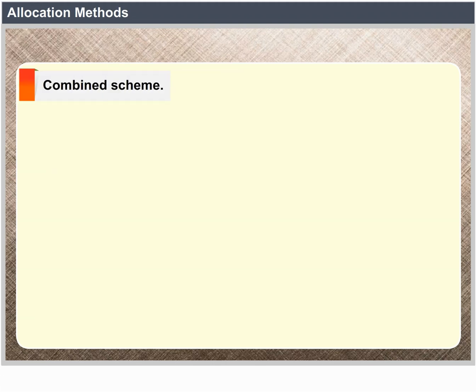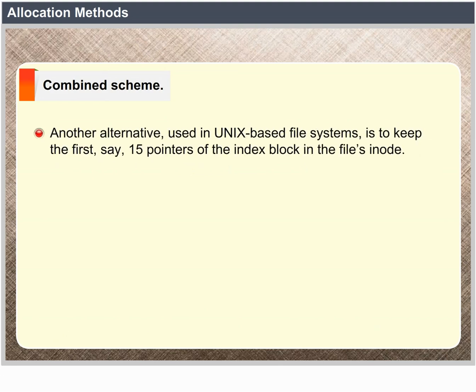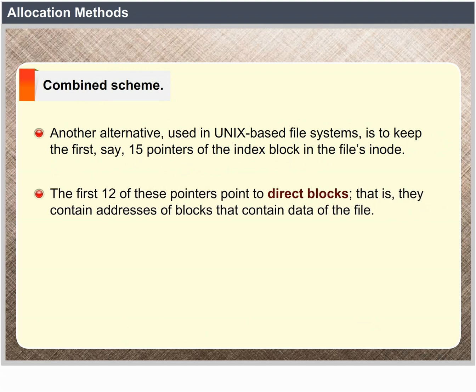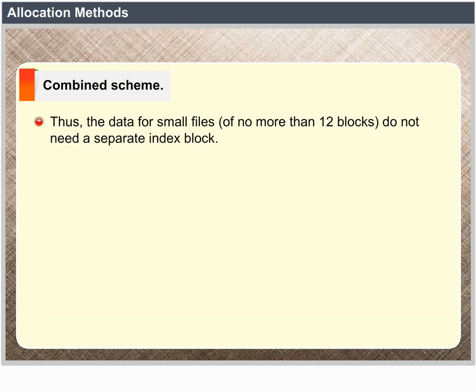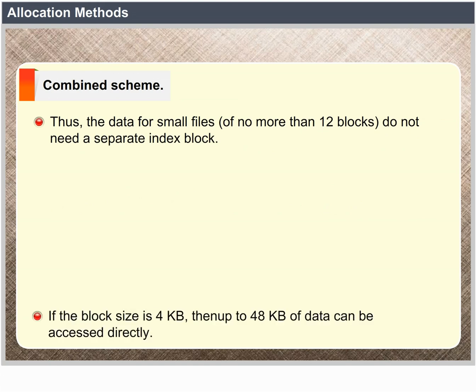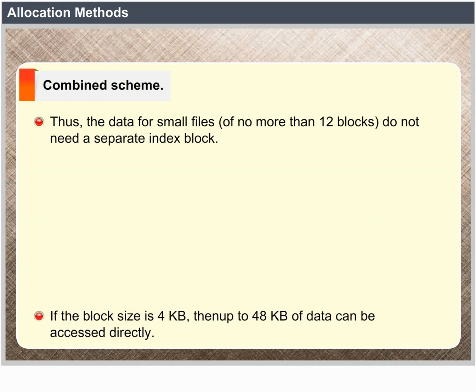Combined scheme. Another alternative used in Unix-based file systems is to keep the first, say, 15 pointers of the index block in the file's inode. The first 12 of these pointers point to direct blocks, that is, they contain addresses of blocks that contain data of the file. Thus, the data for small files of no more than 12 blocks do not need a separate index block. If the block size is 4 KB, then up to 48 KB of data can be accessed directly.